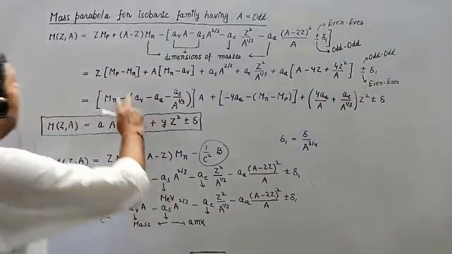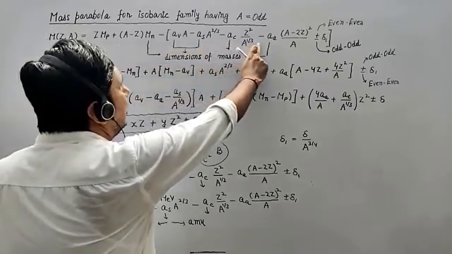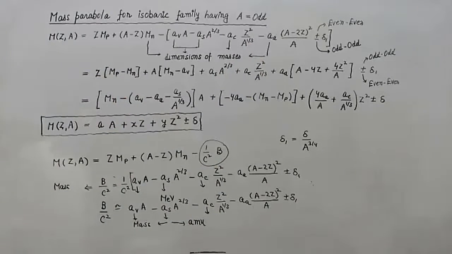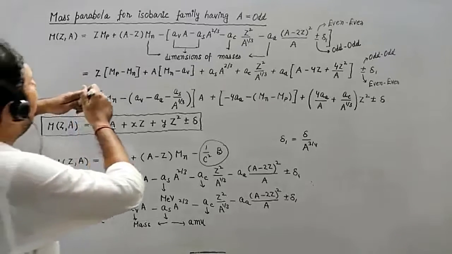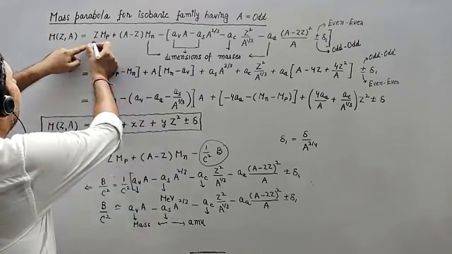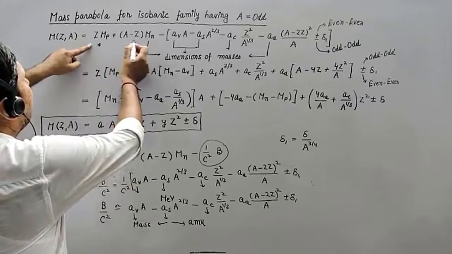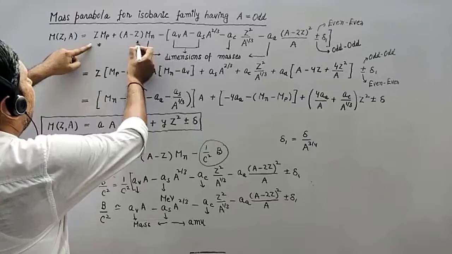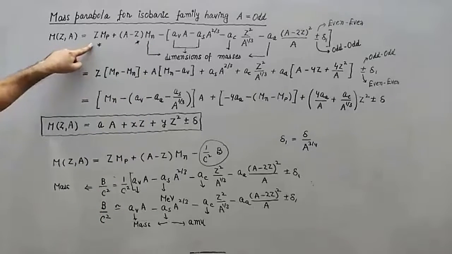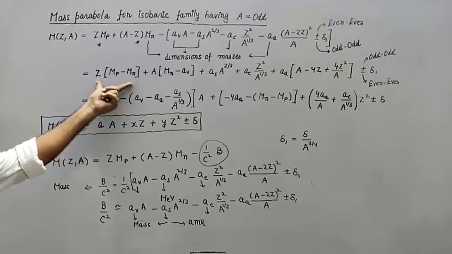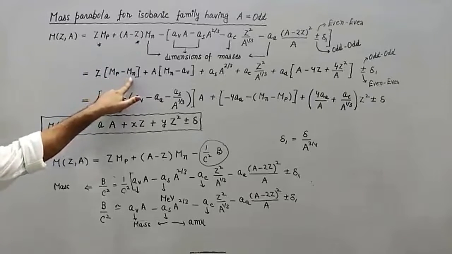Now what we have done here, we have rearranged this equation. This is the equation we have obtained in the semi-empirical mass formula in the liquid drop model. Now we have rearranged this equation. How? I have joined this ZMP and this ZMN term. I have combined these two terms, ZMP minus ZMN together, so it will become Z times MP minus MN.